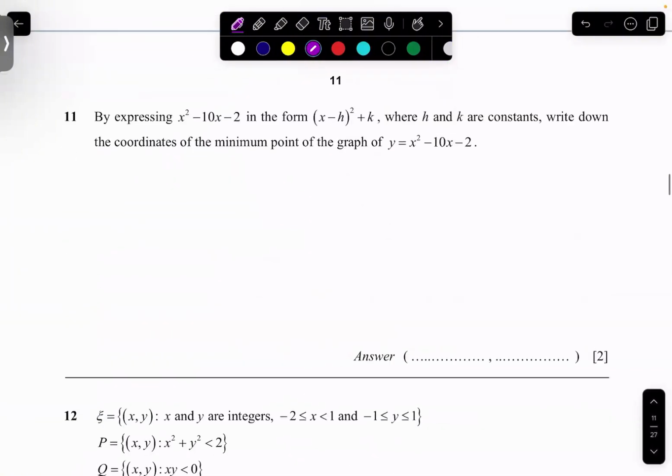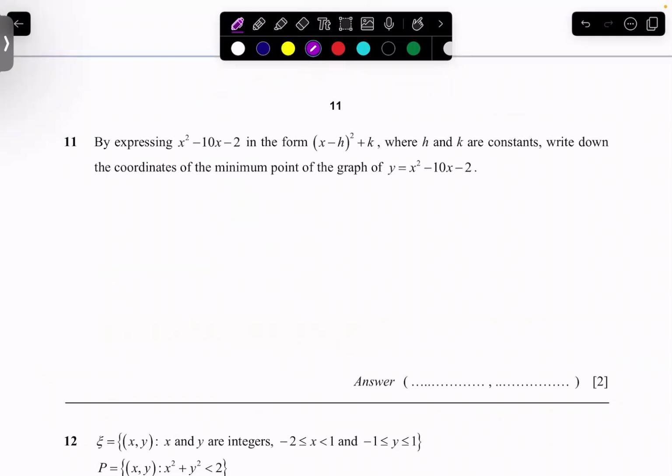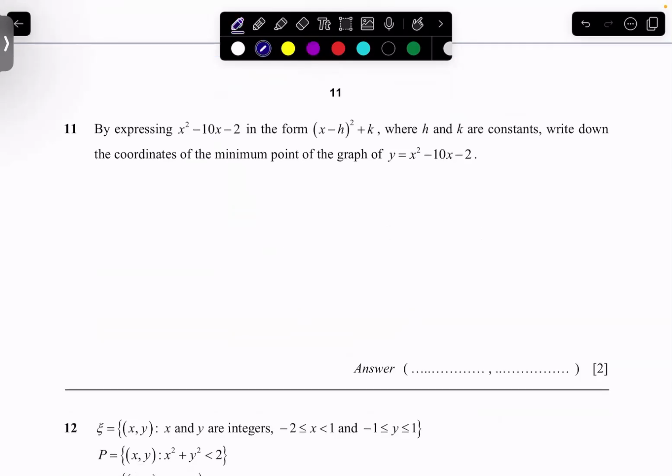Okay, let's look at the next question. Completing the square. By expressing x squared minus 10x minus 2 in the form (x minus h) squared plus k, where h and k are constants, write down the coordinates of the minimum point of the graph. By now, if you still don't know how to complete the square, we have a lot of ways to do it. Just offhand, I'm going to look at 3 methods of completing the square. The first one, which is the most direct one, is by memorization. x squared minus 10x minus 2.